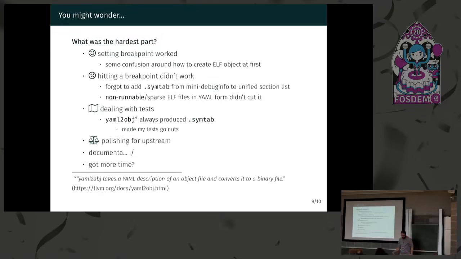And you might wonder which parts were hard or not. Actually, setting a breakpoint worked more or less out of the box. The only problem was that there was some confusion upstream about how to create this ELF object, and it turned out to be very easy. But hitting the breakpoint didn't work, because I essentially just created an object file, fetched the symtab out of it, and stored it where we stored the other symtab, and thought, yeah, it's using it correctly, I can hit the breakpoint, everything's fine. But actually LLDB has some concept of unified section lists, and I needed to put it in there, and then it all worked.